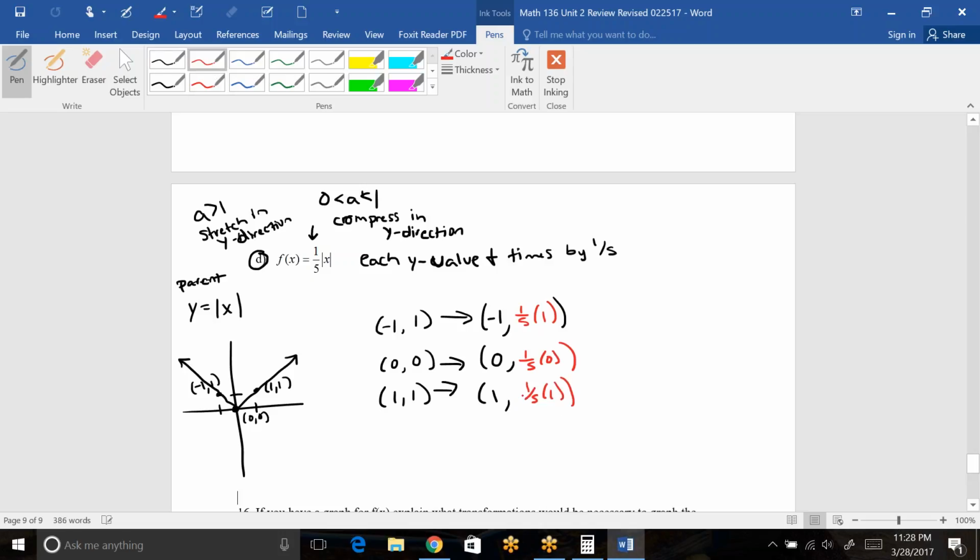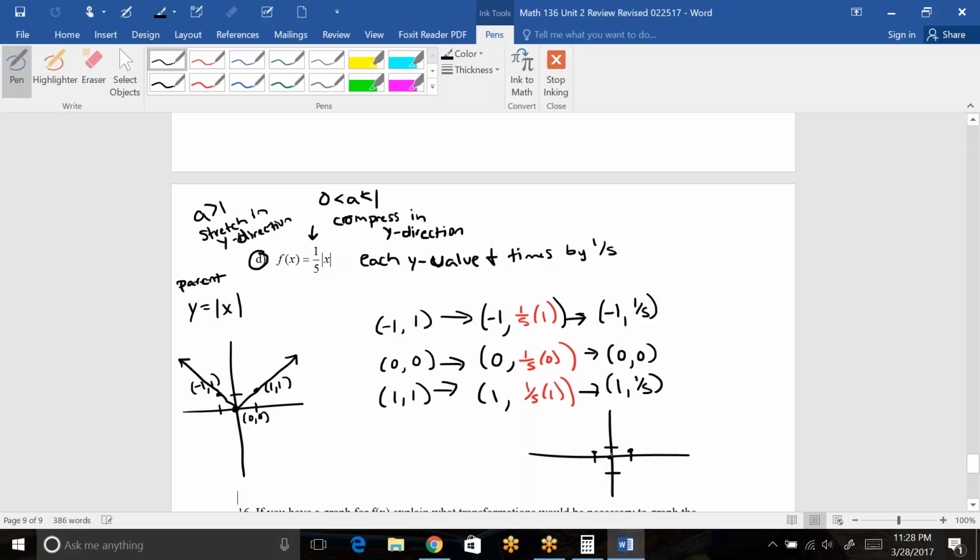So essentially we're compressing or shrinking those y values down. So this ends up being -1, 1/5, 0, 0, because 1/5 times 0 is still 0, and 1, 1/5. So when we plot our final answer, notice that that's going to make this graph a lot more compressed. So here's 0, 0. 1, 1/5 is very tiny, and so is -1, 1/5.